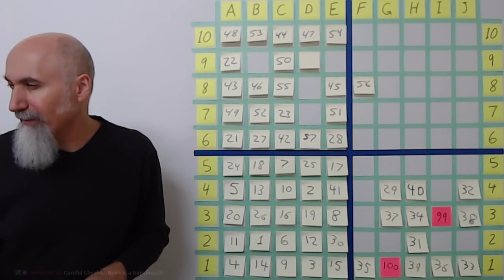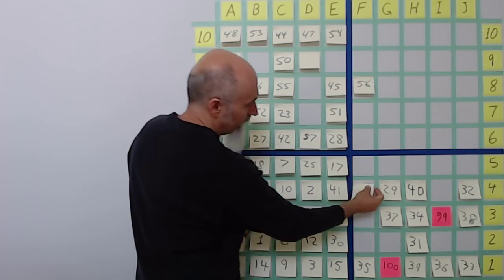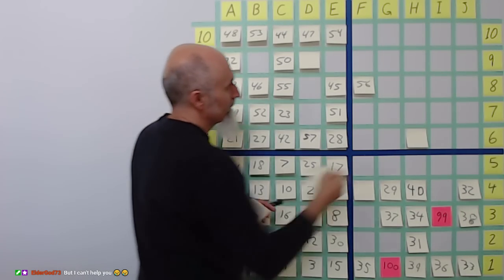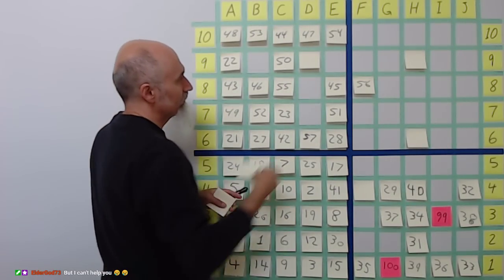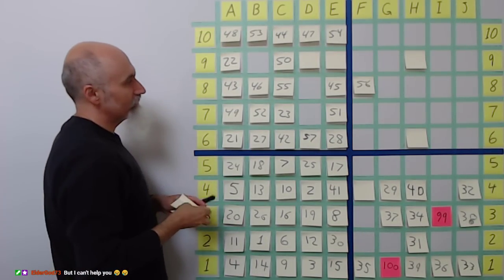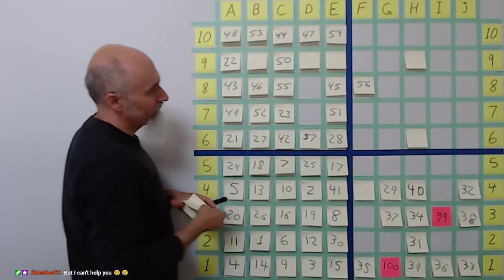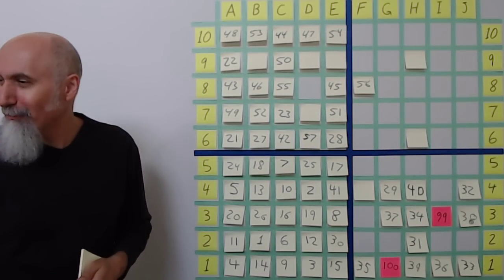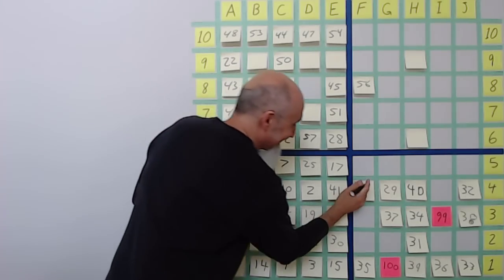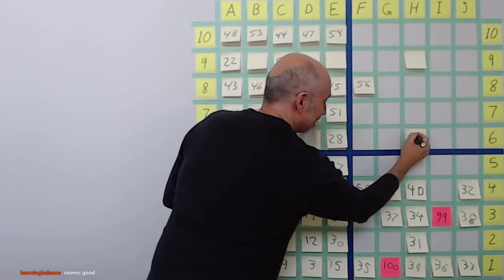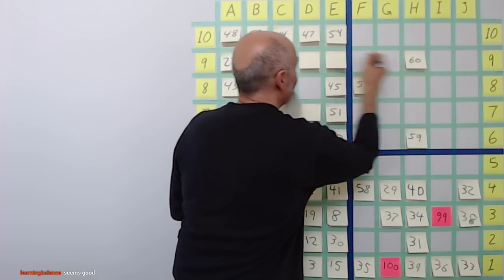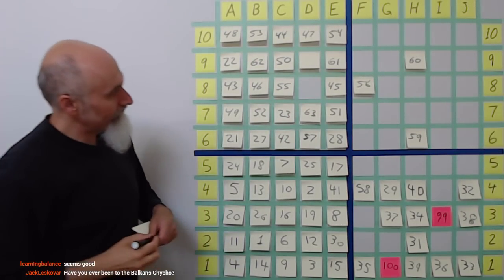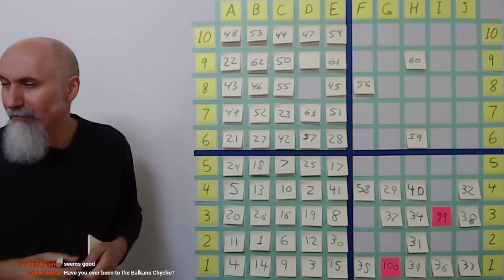Careful, Chicho. There's a trap ahead. Is there? Let's check this out. Hold on, let's see. 58, 59, 60, 61, 62, 63. And then we'll go multiple outs. Should we do that? But I can't help you. You can't help me at all. 58, 59, 60, 61, 62, 63. Should we stick with that? Seems good.